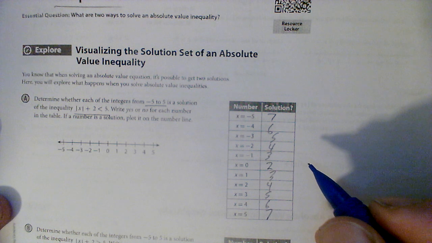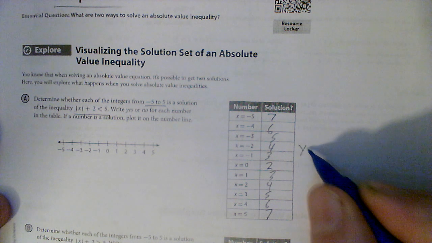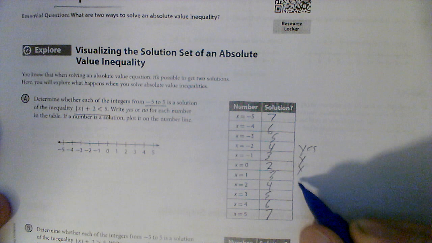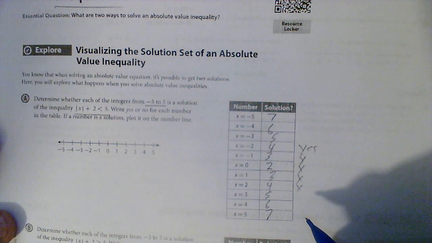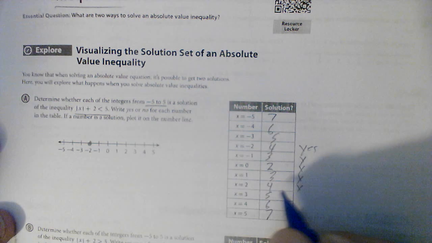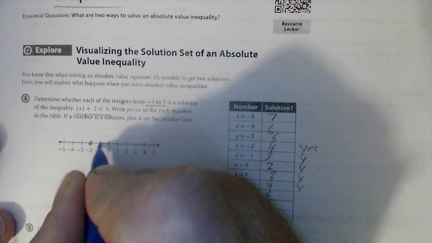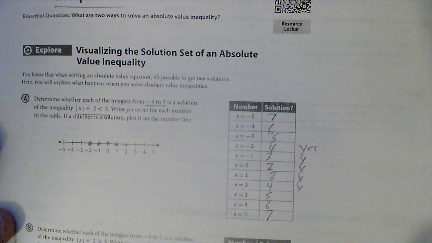All right. Write yes for each number in the table that's less than 5. Well, that would be yes here. I'm just going to put y's: yes, yes, yes. So it's everything in there, right? And then it says if the number is a solution, plot it on the number line. So it looks like we have from -2 as an input, so -2 all the way up to 2. Everything in here, right? Those are all the ones we have.